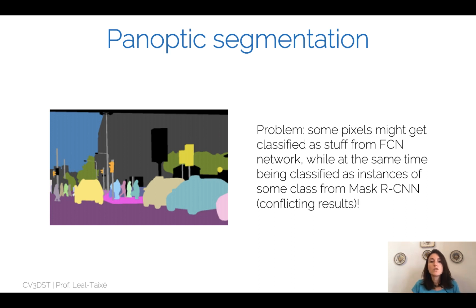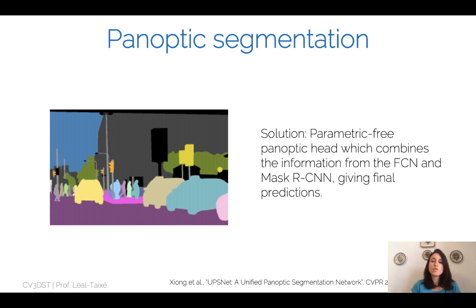Now, of course, if we just tackle the task with an FCN and a MaskRCNN separately, some pixels might get classified as stuff from the FCN network, and at the same time, they might be classified as instances of some class from MaskRCNN. So if we just put together FCN and MaskRCNN for both tasks, we might have conflicting results. So the solution that they propose in this CVPR19 paper is very simple: a parameter-free panoptic head, which actually combines the information from the FCN and the MaskRCNN.